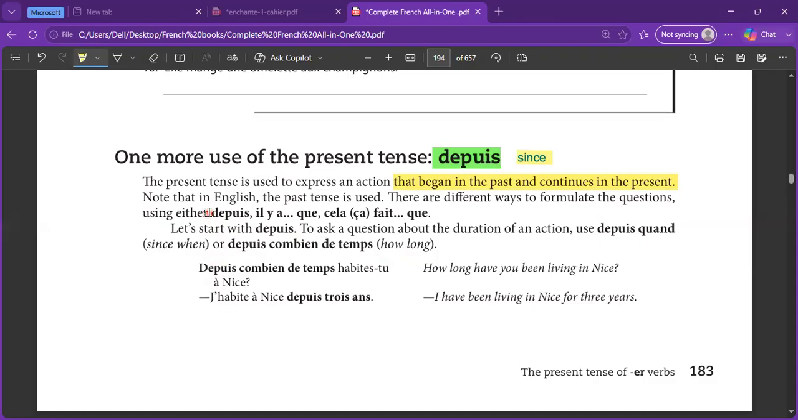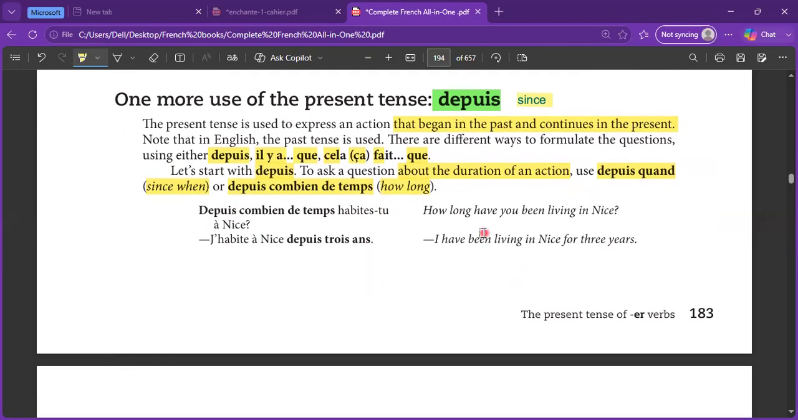But firstly, the words are depuis, il y a, whatever information, and then que you want to obtain, cela or ça, fait, blank, que. Now let's see some examples to make more sense. Here, firstly, we are starting with depuis and its combination. If you want to ask about the duration of an action, कि कितने लंबे टाइम से चल रहा है, you can use depuis quand, which literally means since when, or depuis combien de temps, which means how long. Since when is depuis quand and how long is depuis combien de temps.